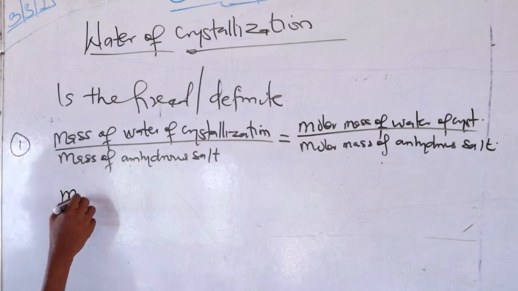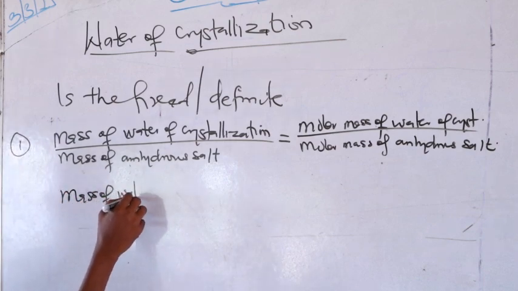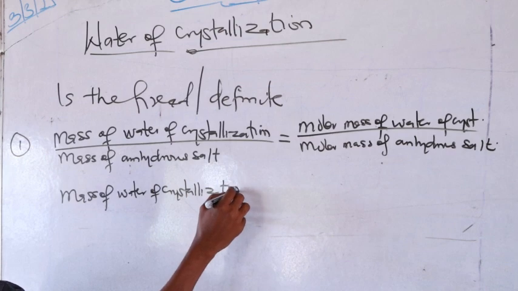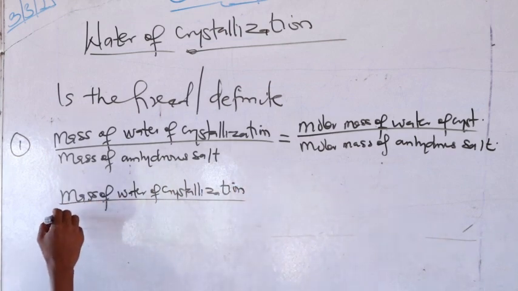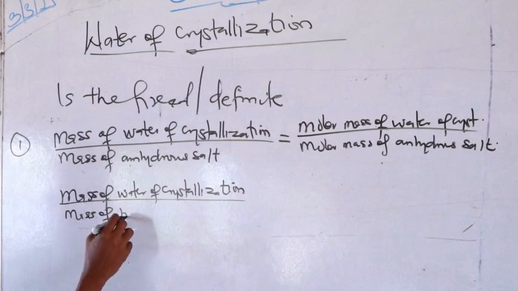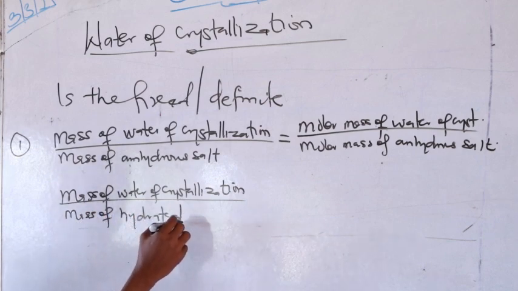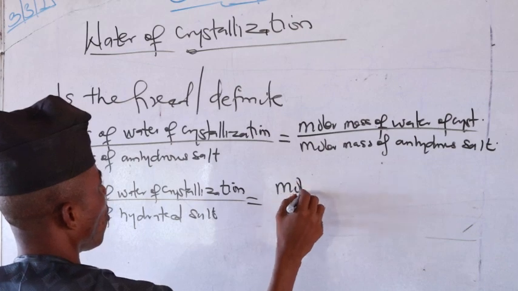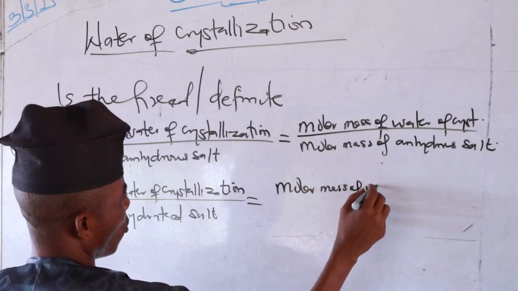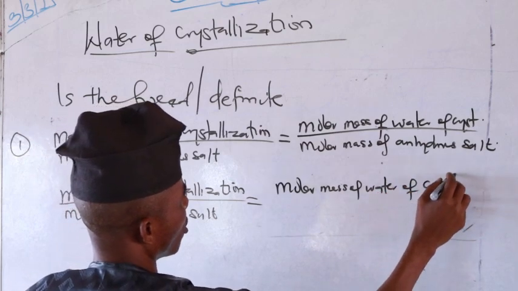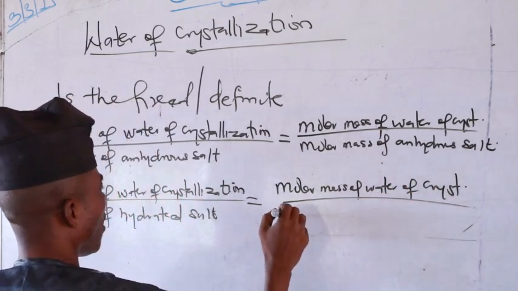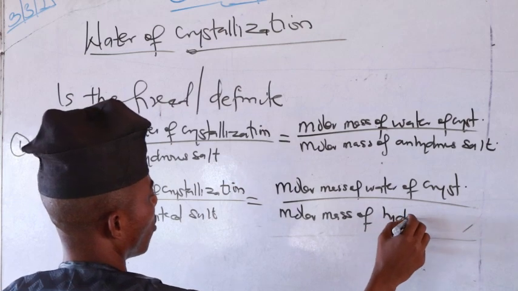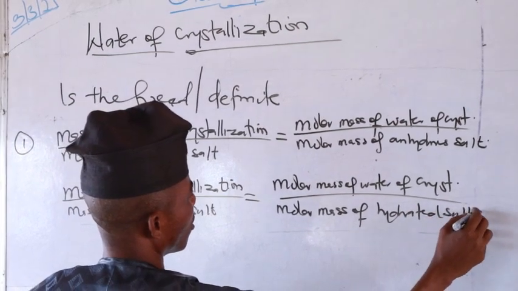Or we can use mass of water of crystallization over mass of hydrated salt is equal to molar mass of water of crystallization over molar mass of hydrated salt.